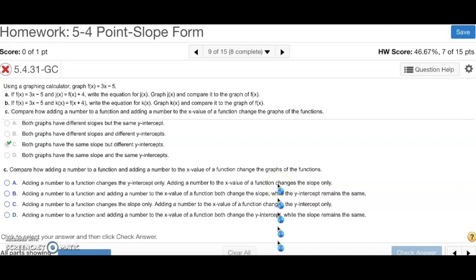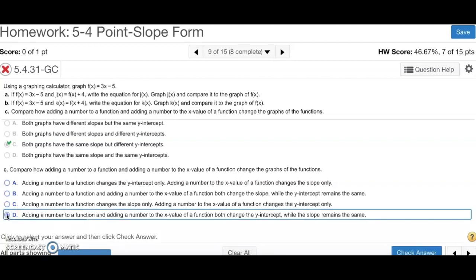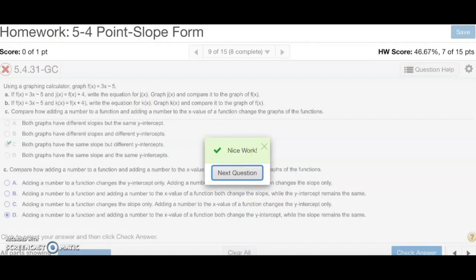So compare how adding a number to a function and adding a number to the x value changed the graphs of the function. Well, as we saw, adding a number to a function and adding it to the x value both change the y-intercept, but keep the slopes the same. And that's number 9.